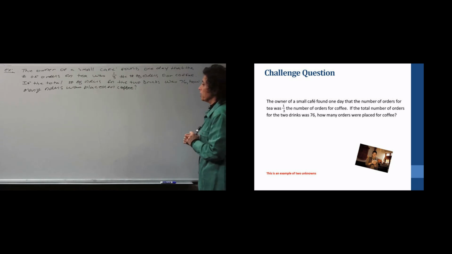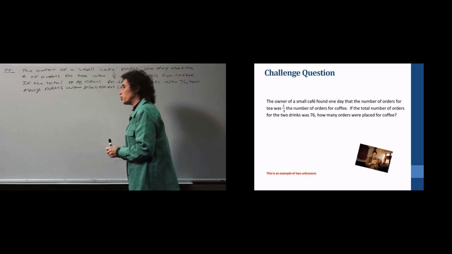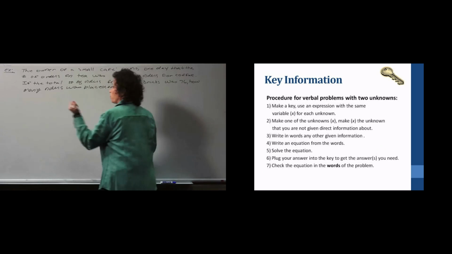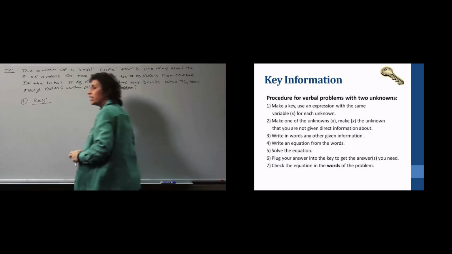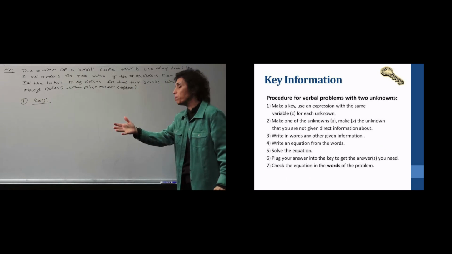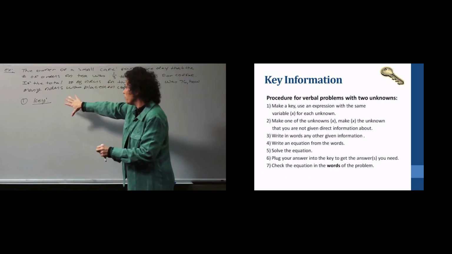All right, let's take a closer look at this. You want to follow some steps, which are in the key information in your workbook. The first thing is to make a key. This is extremely important. The key is a key for your unknowns. You know, they have this on maps. On a map it might say, 1 inch equals 5 miles, and we've done this before.